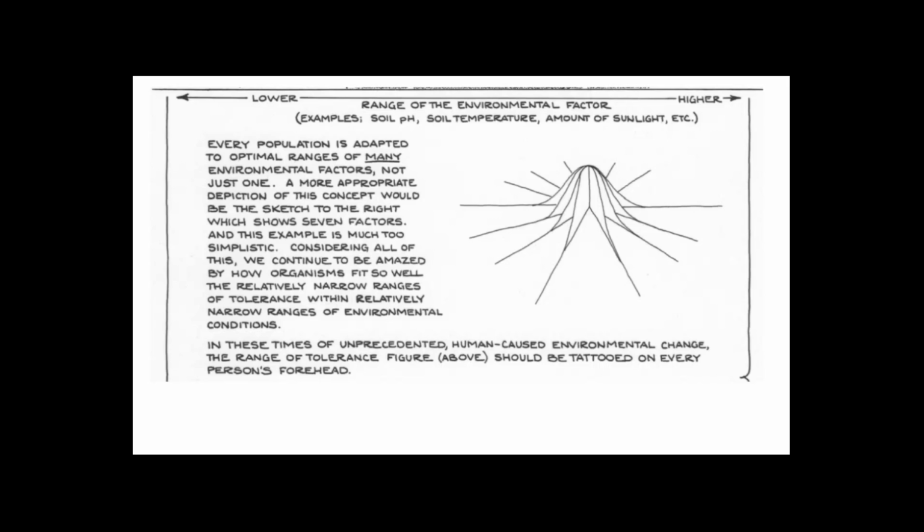So all of those factors have to be just right for the population to thrive. In these times of unprecedented human-caused environmental change, the range of tolerance figure above should be tattooed on every person's forehead. I don't particularly agree with that, but the idea that this is trying to show is that the population can only thrive if all of these factors are towards the optimum condition, and if any one of them falls, the population will drop severely. And humans are changing the environment, and therefore populations of many organisms are going to fall drastically.